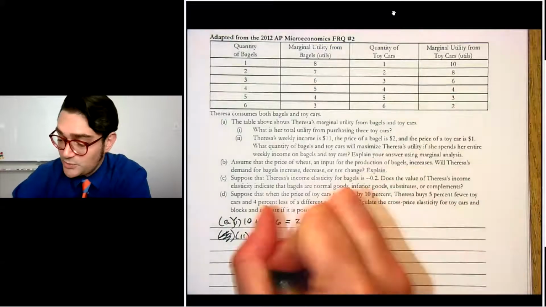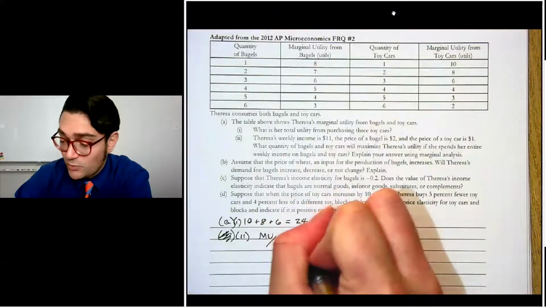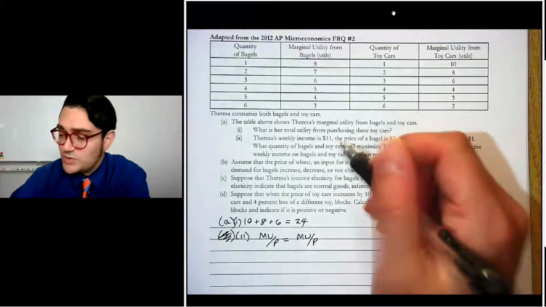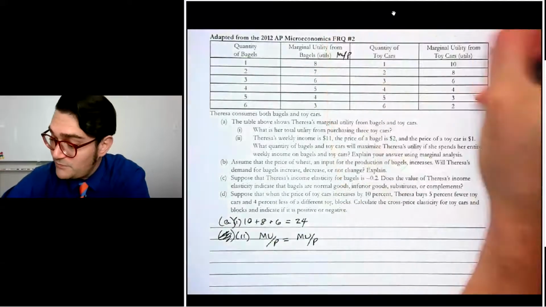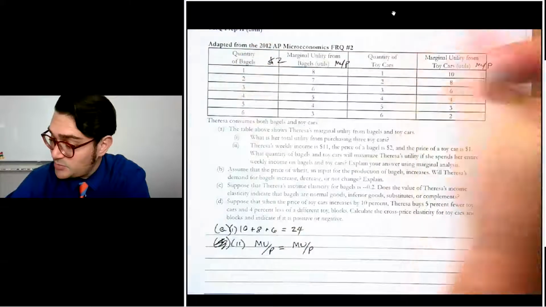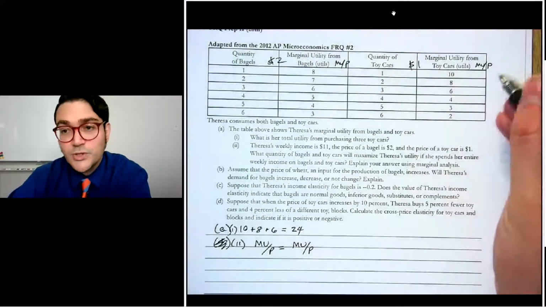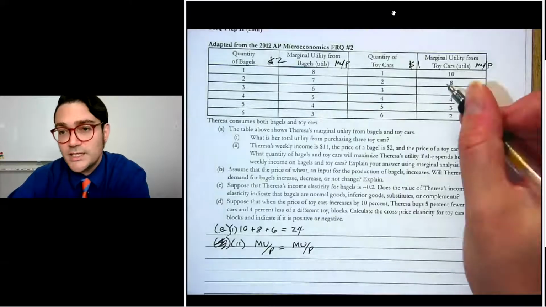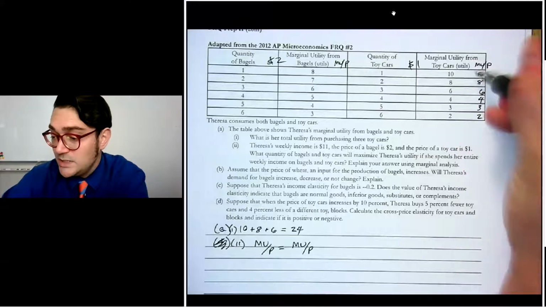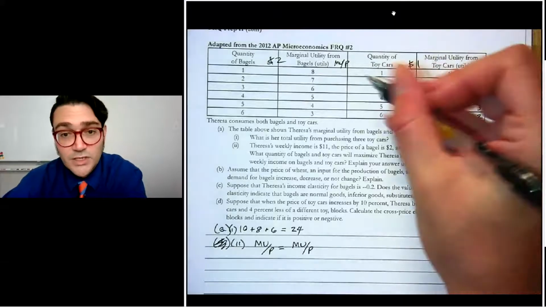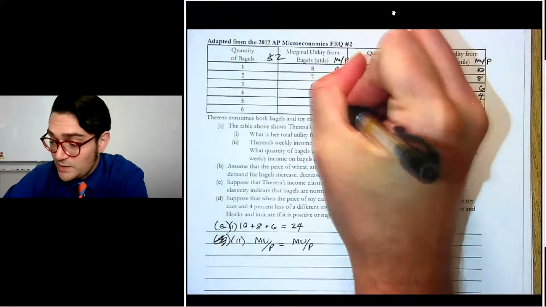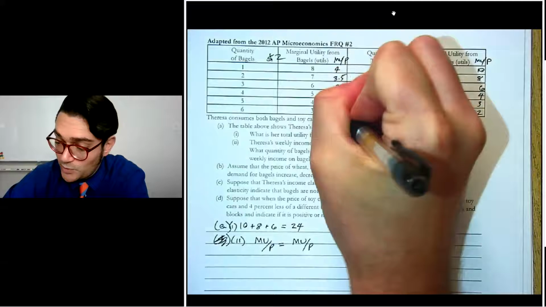So what we know has to be true is MU over P has to equal MU over P. Now, our budget is 11, but what we're going to do is just figure out the MU over P for both of these goods. Now, it tells us the price of a bagel is $2 and that the price of a toy car is 1. So we know that the marginal utility per dollar spent on toy cars is going to actually just be 10, 8, 6, 4, 3, and 2. It's this number divided by the price. Now over here, it's the 8 divided by 2. So that's 4, 3.5, 3, 2.5, 2, and 1.5.